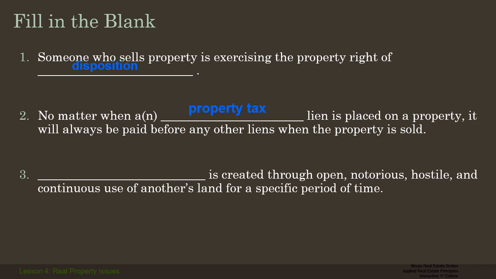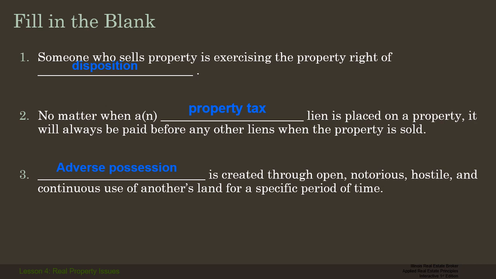No matter when a property tax lien is placed on property, it will always be paid before any other liens when the property is sold. So property taxes are always the first lien on property. They always get paid first. And if there's a foreclosure sale, they'll get paid out of the proceeds of the foreclosure sale before anything else. And if there's no other money left, then all the other lien holders simply lose whatever money they lent. But property taxes always get paid first.